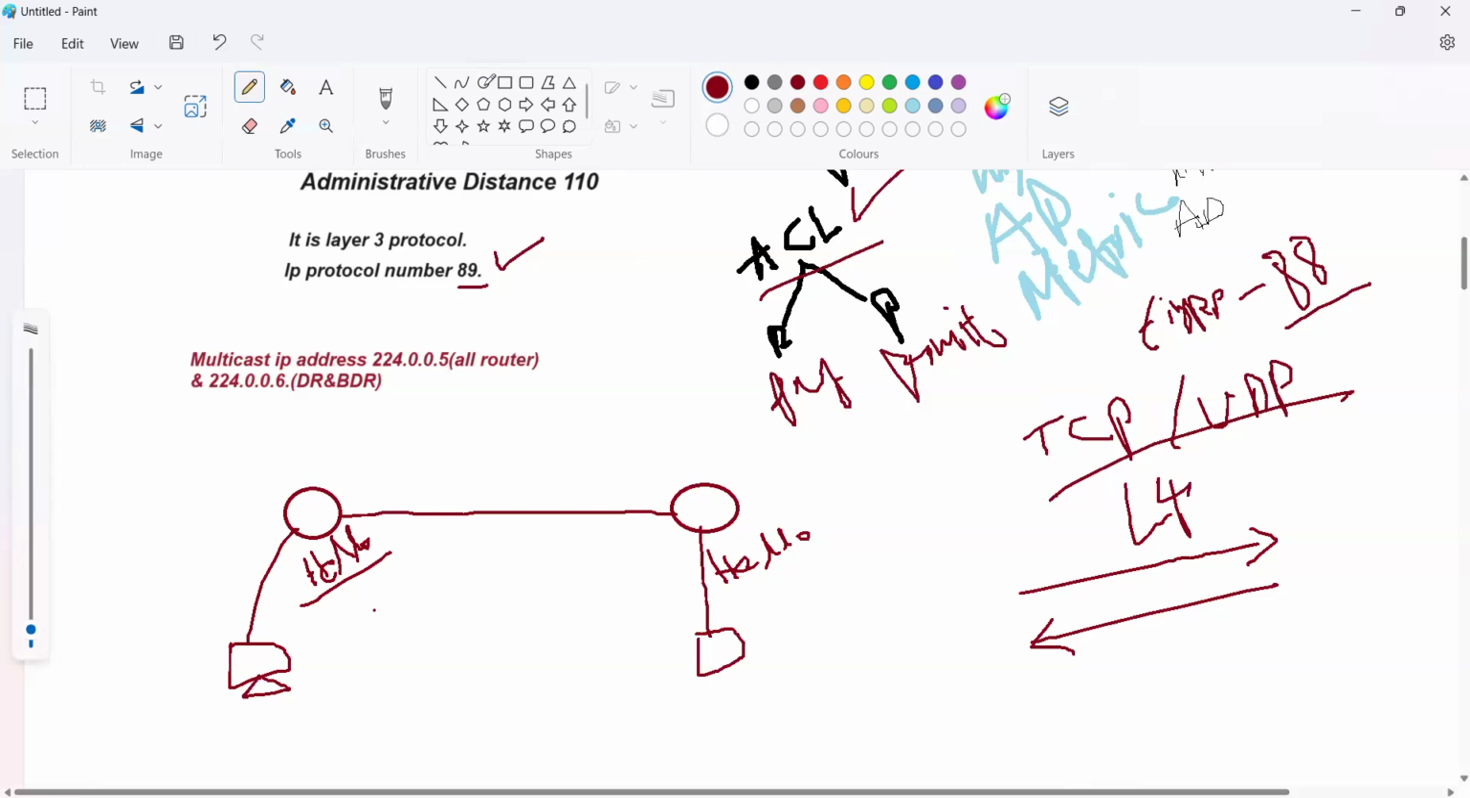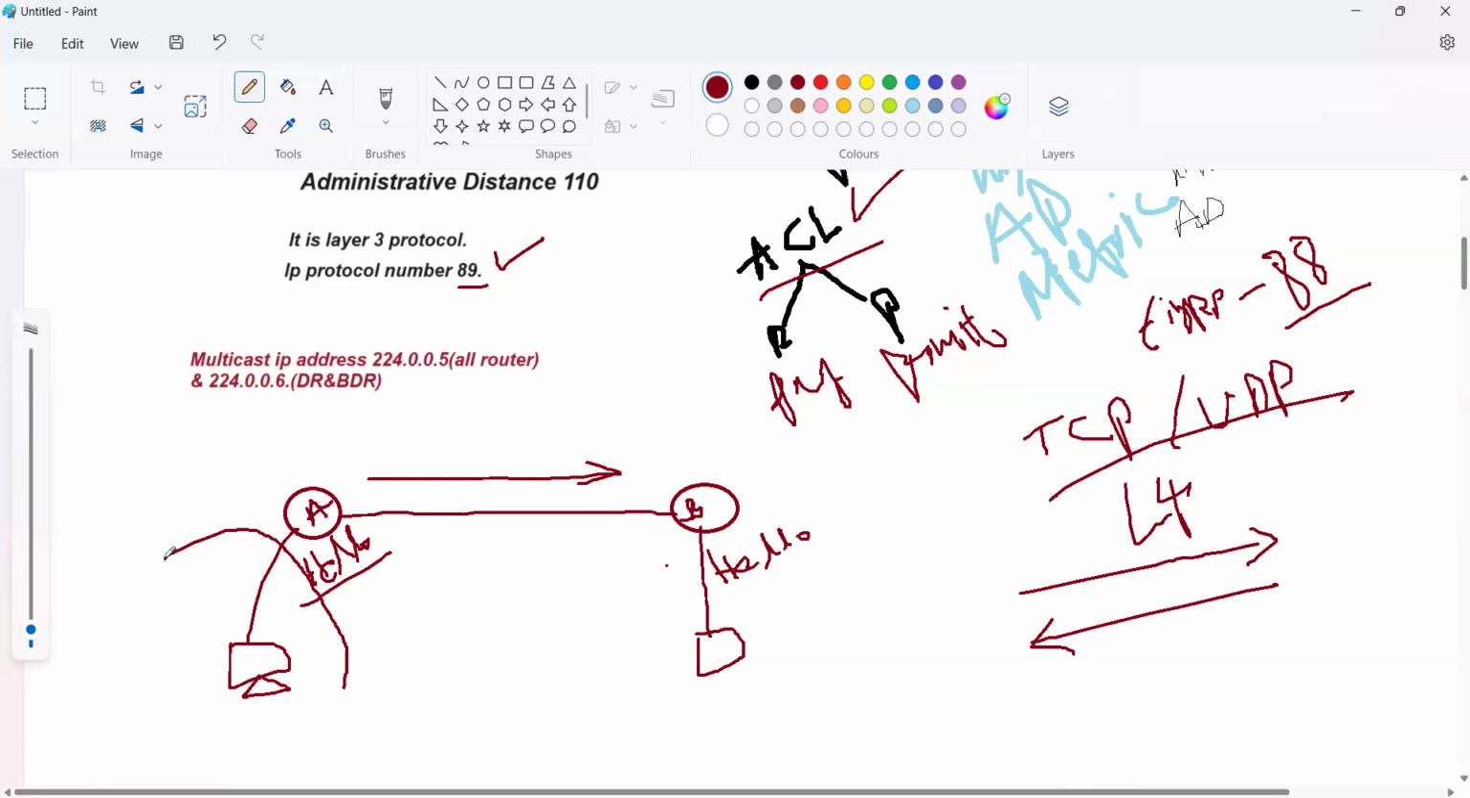Which content, how many prefixes we advertised through OSPF, the entire prefix advertisement, is on the basis of 224.0.0.5 and 224.0.0.6. With these multicast IP addresses only, they will exchange the information. Router A sends to router B with the multicast IP address 224.0.0.5. With this, they will exchange the information.